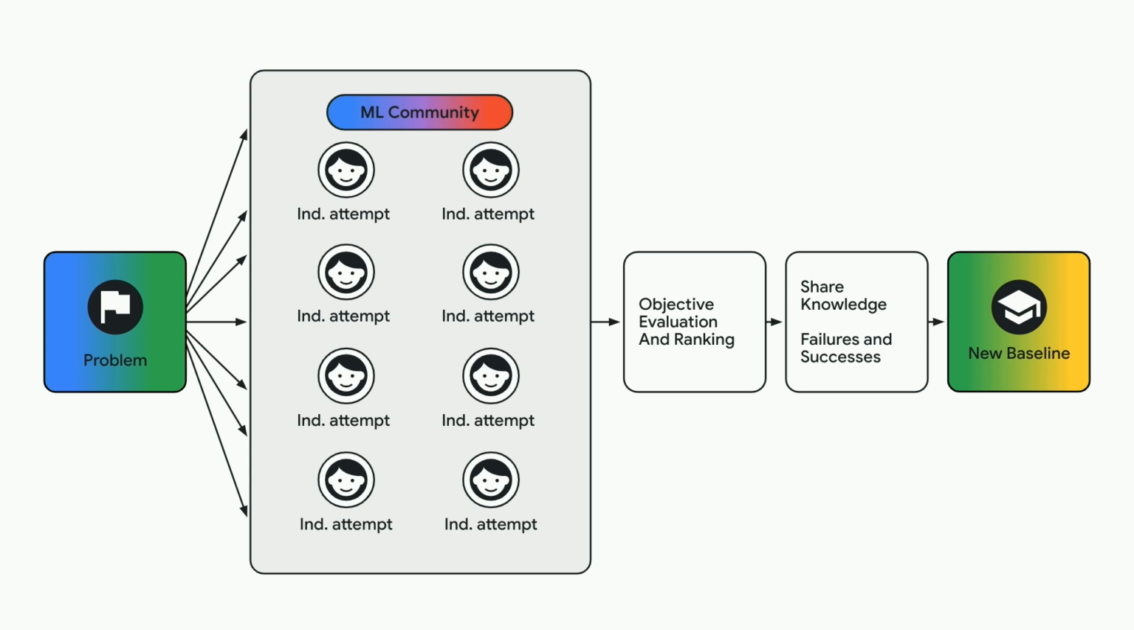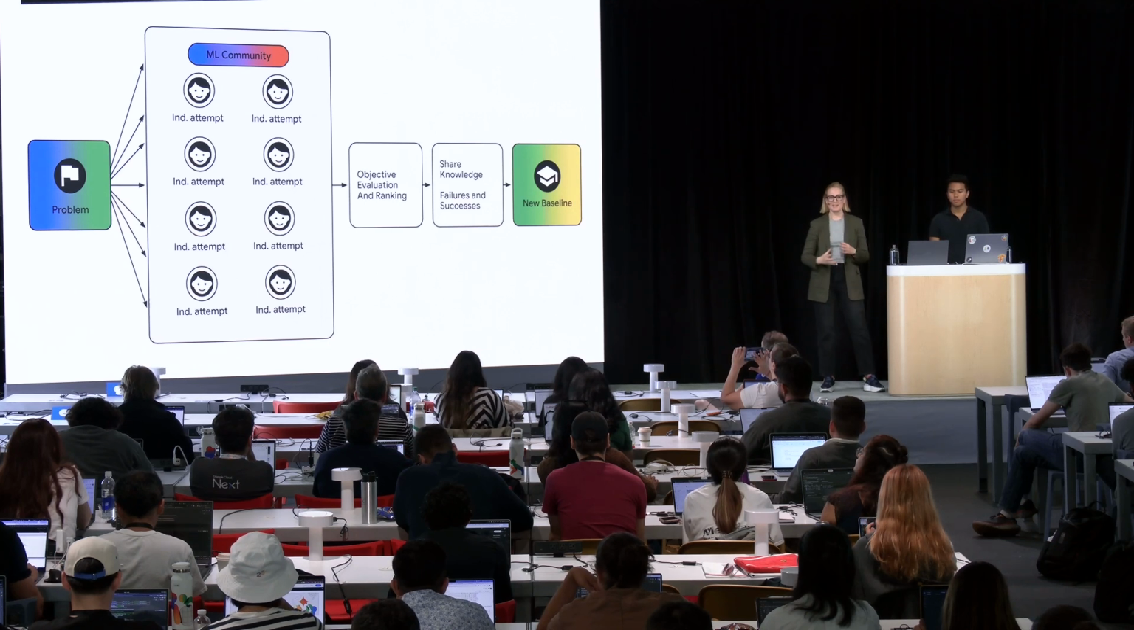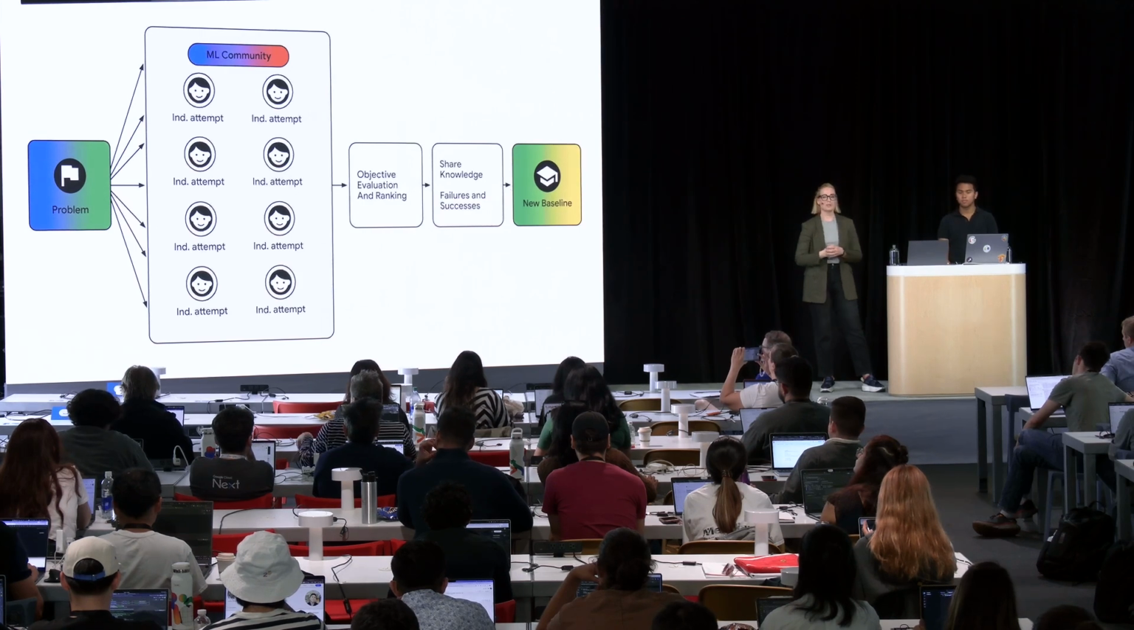That's openly shared throughout the course of a competition. So all of those different submissions go through this objective evaluation and ranking that I mentioned, but really importantly, the community is sharing knowledge about their failures, they're sharing knowledge about their successes, and all of that contributes to a rising tide that lifts all boats. We have a new baseline for what we consider state-of-the-art or standard in machine learning. So when you publish something on Kaggle, I realize that was very abstract, but when you publish something on Kaggle, it gets battle-tested and hardened through this process.